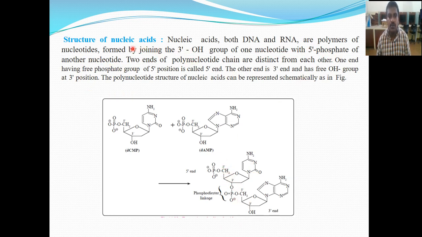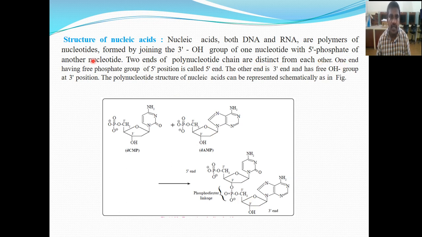So nucleotides are joined through the 3 prime hydroxyl group of one nucleotide with the 5 prime phosphate of another nucleotide. See here, the 3 prime hydroxyl group. The two ends of the polynucleotide chain, the 5 prime and 3 prime ends, are distinct from each other.